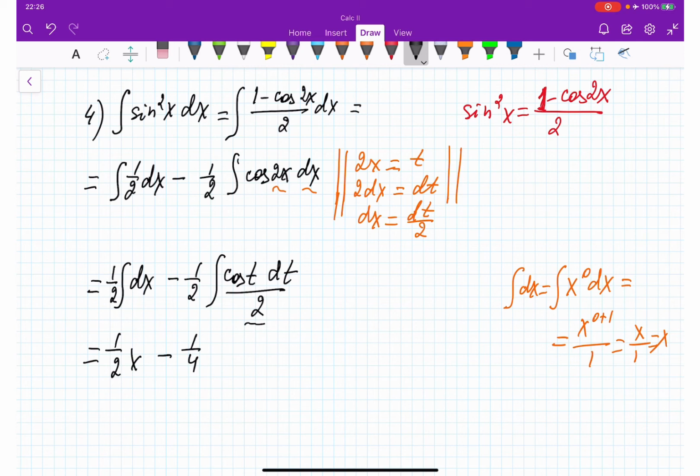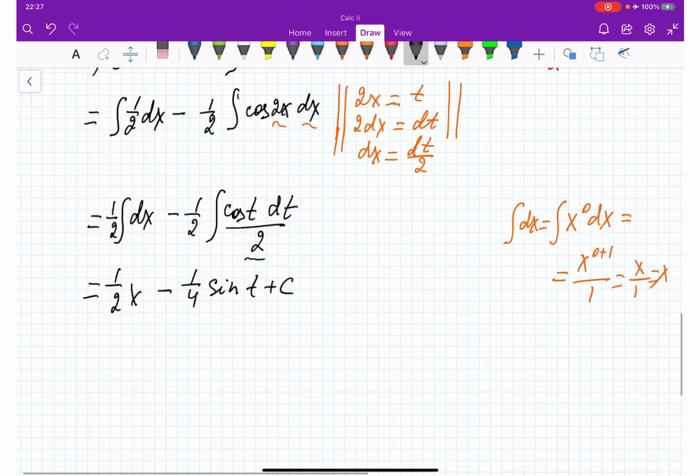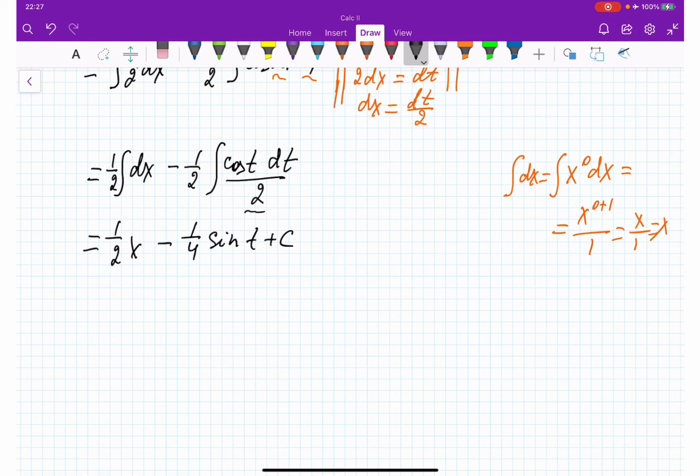Cosine t dt, it's going to be sine t, right? Because derivative of sine is cosine, which means backwards integral of cosine is sine. So here we're going to get sine t and plus c. Okay. So let me write down here this formula. Let me put this way. Derivative of sine x is cosine x. And backward integral of cosine x dx is sine x.